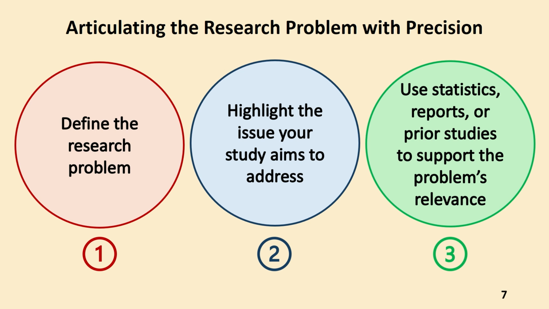Highlight the issue your study aims to address. You are not going to make objectives here. Please be very cautious. You are not going to write the objective of your research here, but you are going to highlight the issue that your study aims at in a very comprehensive manner. And you can use some statistics reports. It may be a report of government, of any NGO, or any research that you found, or prior studies that support the problem relevance. It makes you more sound, more concrete, and more to the point when you talk with data.